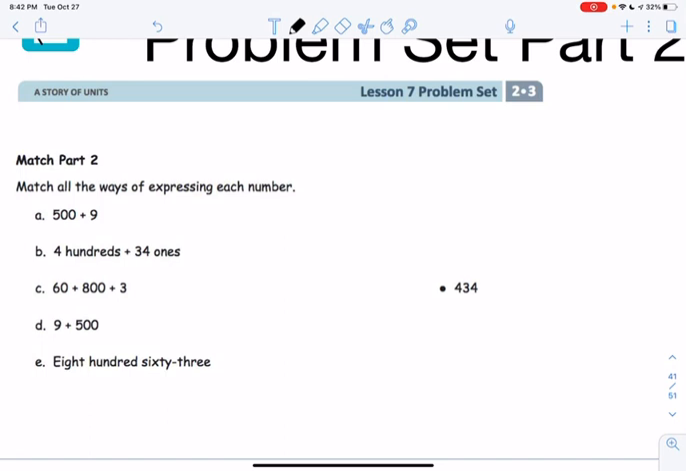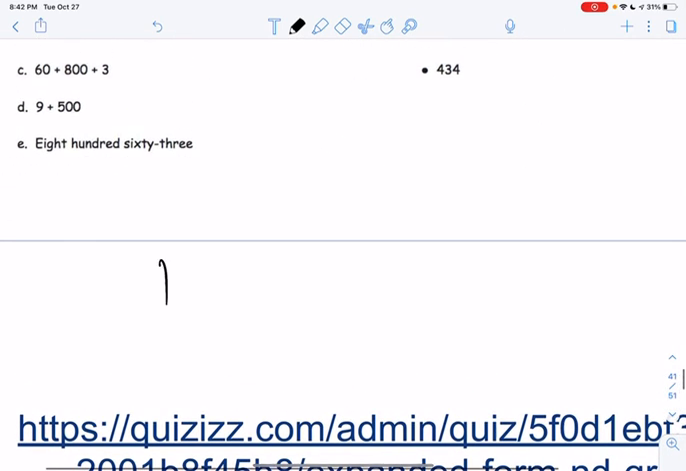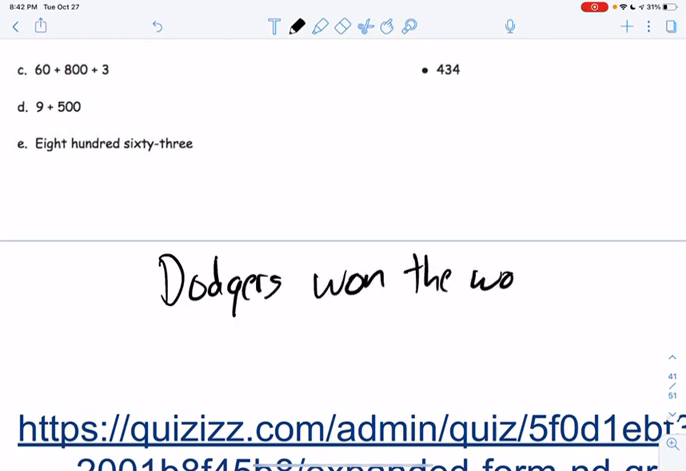All right, good luck. And as we're speaking, the Dodgers won the World Series. If you're a Dodger fan, this is awesome. If not, then you gotta suck it up.